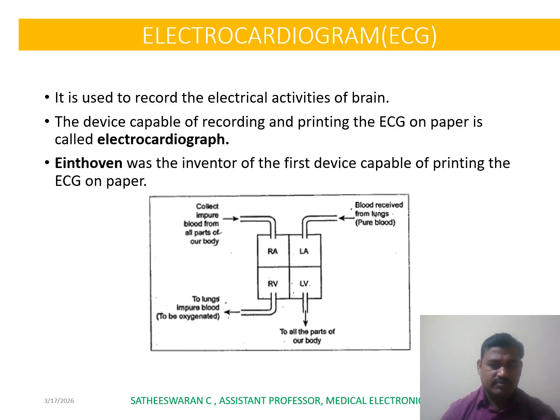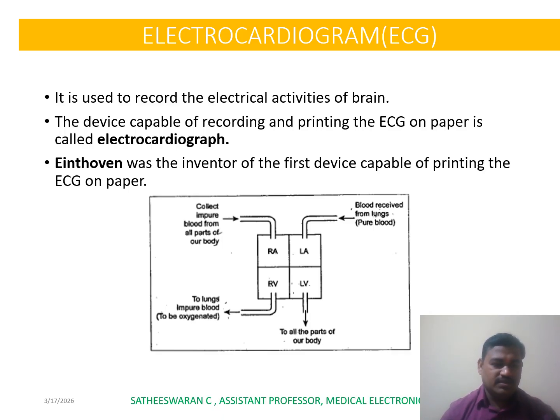The next valve is called the bicuspid valve, otherwise called the left atrioventricular valve. It is located between the left atrium and left ventricle. It prevents the backward flow of blood from the left ventricle to the left atrium.